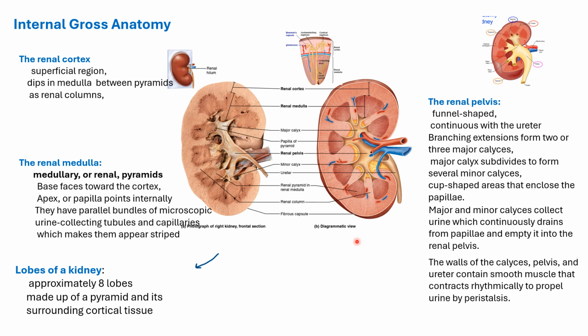Kidney has about 8 lobes. So a pyramid and its surrounding cortical dipping make one lobe of the kidney. There are approximately 8 lobes in each kidney. And these pyramids appear striped. Why do they appear striped? Because they have alternating renal tubules and capillaries. If you can see in this small figure, they have renal tubules, and then they have capillaries. So because of these parallel lines, they appear striped.